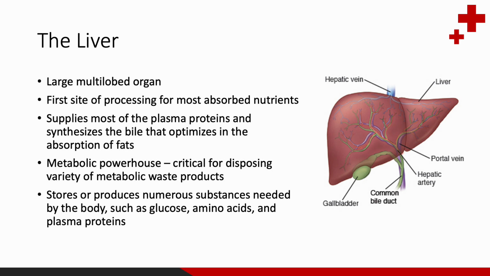To start off, the liver is a large multi-lobed organ located in the abdominal cavity. It is the first site of processing for most absorbed nutrients. It supplies most of the plasma proteins and synthesizes the bile that optimizes the absorption of fats. Also, it is considered a metabolic powerhouse, which is critical for disposing of a variety of metabolic waste products and xenobiotics from the body by converting them to forms that can be excreted. It also stores or produces numerous substances needed by the body, such as glucose, amino acids, and plasma proteins.